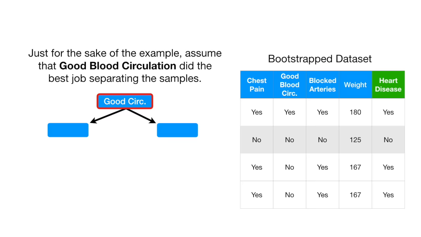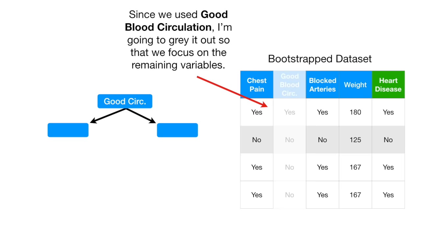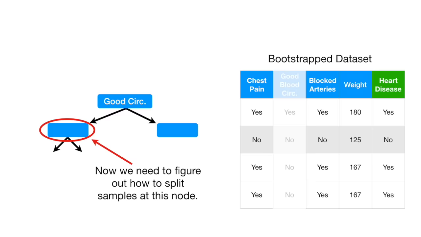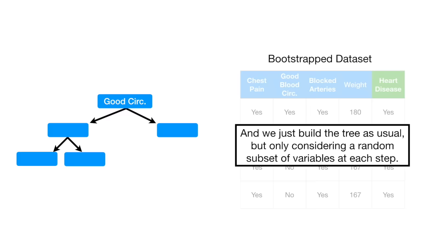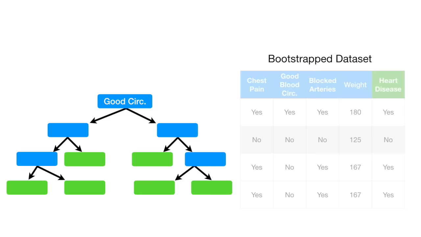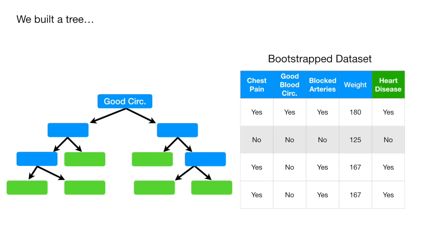Just for the sake of the example, assume that good blood circulation did the best job separating the samples. Since we used good blood circulation, I'm going to gray it out so that we focus on the remaining variables. Now we need to figure out how to split samples at this node. Just like for the root, we randomly select two variables as candidates instead of all three remaining columns. And we just build the tree as usual, but only considering a random subset of variables at each step. Double bam! We built a tree, one, using a bootstrap dataset, and two, only considering a random subset of variables at each step.